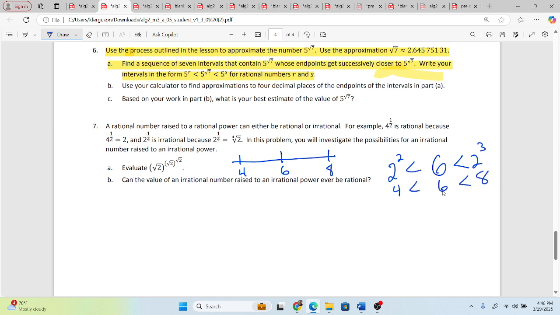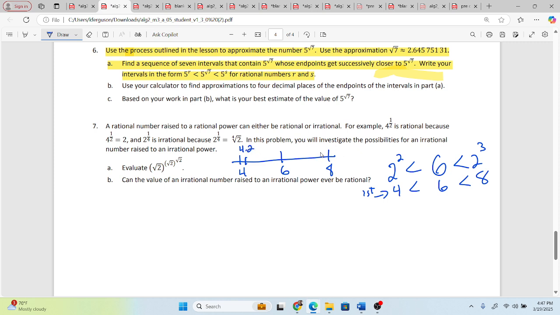I got my 4 and my 8 that have 6 between them. And so now, what does it mean when it says find a sequence of 7 intervals? Here's my first interval that contains my 6, whose endpoints get successively closer. So what does that mean? Successively closer means every time I finish one interval, the next time I'm going to have an interval that's closer to it.